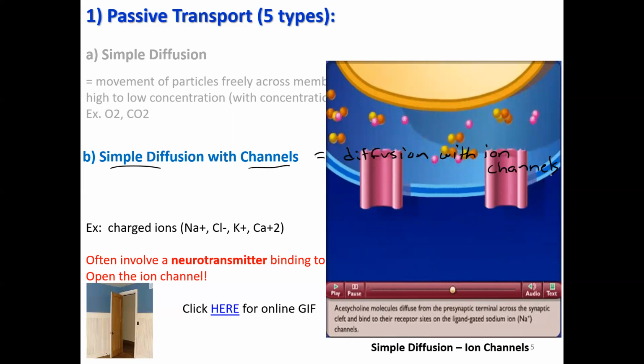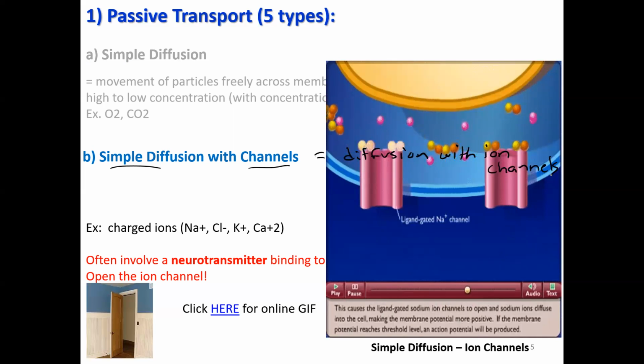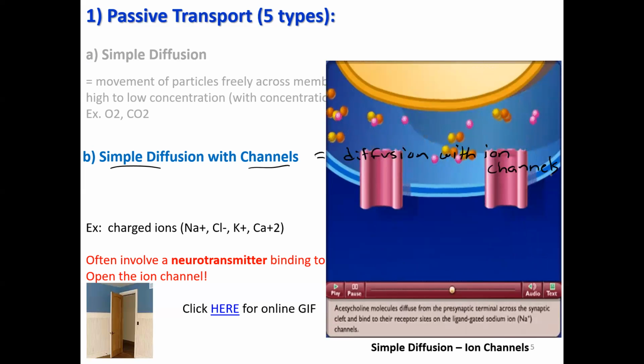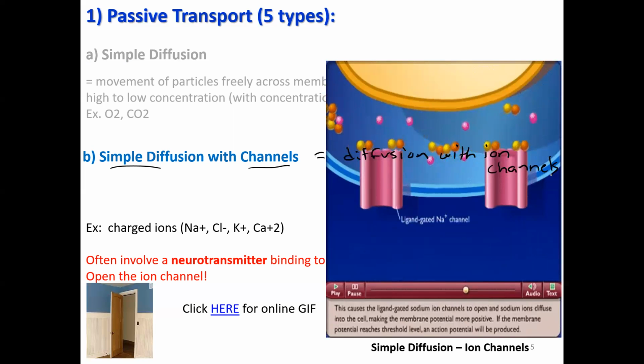Then I'm going to start talking about sympathetic and parasympathetic responses, but we're going to start here. Simple diffusion requires an ion channel, and these are examples of ions. We'll come back to that later. These often involve a neurotransmitter that binds to the channel to open it, or open the door. That's how our cells work, but they're very careful. Sodium and calcium are always going to stimulate a cell. Potassium and chloride are always going to inhibit a cell. The cell is very careful about what ions it allows in because it has such a profound effect on the cell.